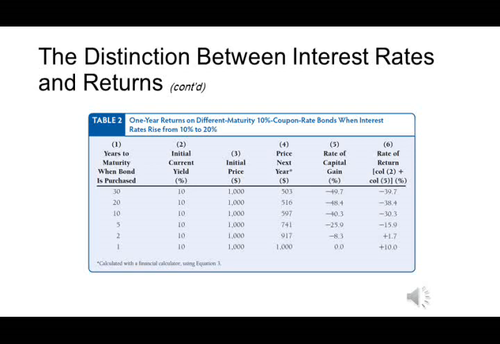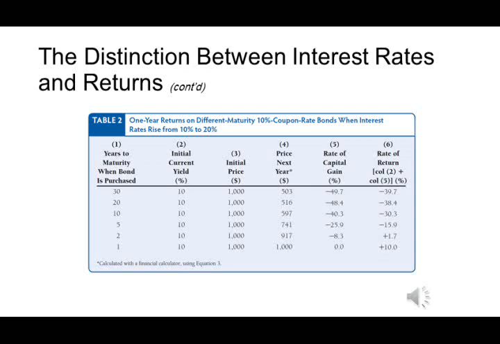Then to calculate the rate of return, the last column is the summation of column number 2, which is the initial current yield, plus column number 5, which is the rate of capital gain. As you can see, the rate of capital gain has negative values, except for the last value. We are going to speak about it in much more detail. You can see that the rate of return was negative for the first 4 bonds. How is that? Although there is a positive current yield, there is a capital loss which exceeds the current yield of the bond and makes the rate of return of this bond negative.